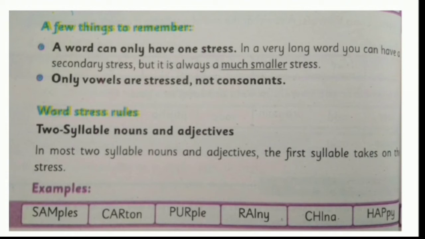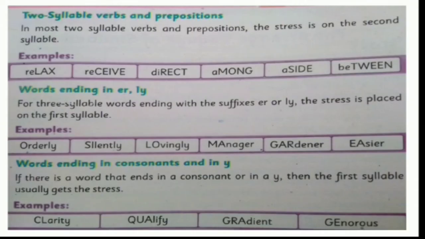The day has been described, and we are not using it as a noun here, but the stress has been placed on the first syllable. China, again a noun, the stress has been placed on the first syllable. And then happy, again the stress has been placed on the first syllable. Two syllables, verbs and prepositions.